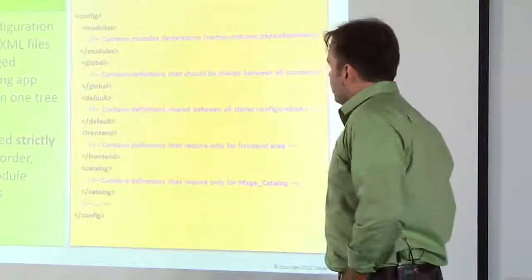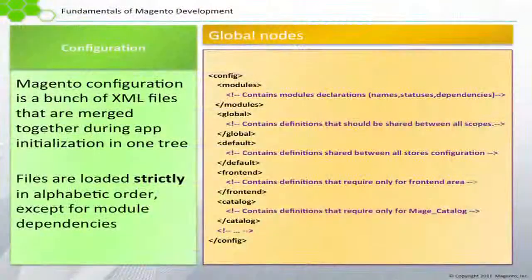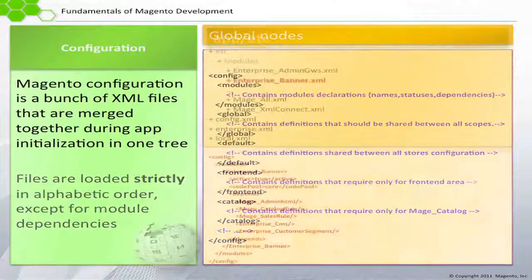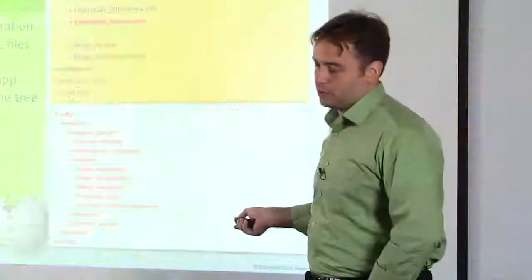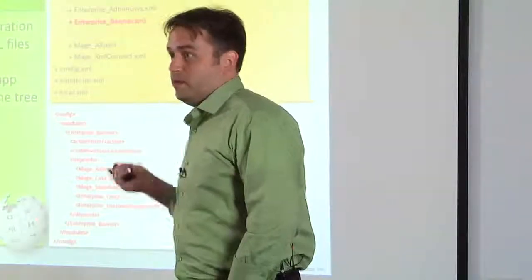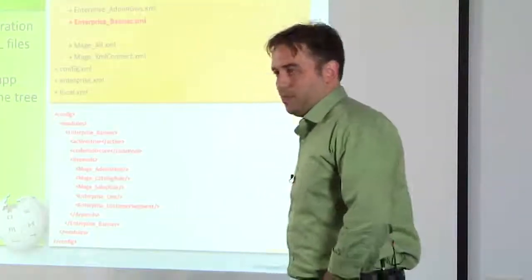One thing to note here: these files are loaded strictly in alphabetical order, unless you declare a module dependency, in which case some other module's configuration will be loaded first. So in this case, admin HTML, catalog rule, sales rule, enterprise CMS, and enterprise customer segment configuration files would all be loaded before this one. That's one of the effects of setting up a dependency.